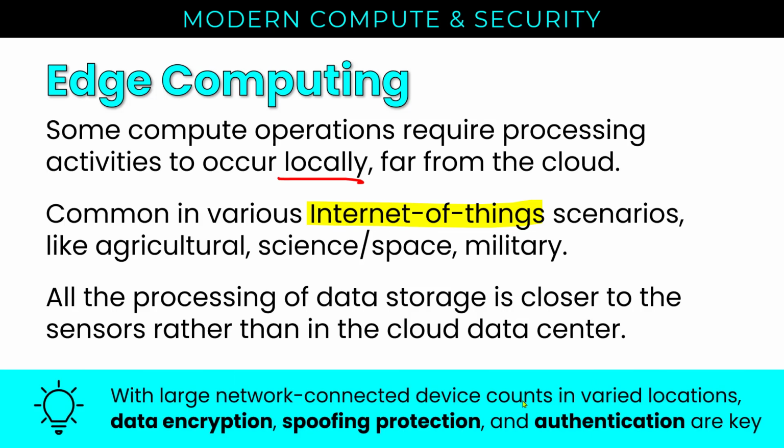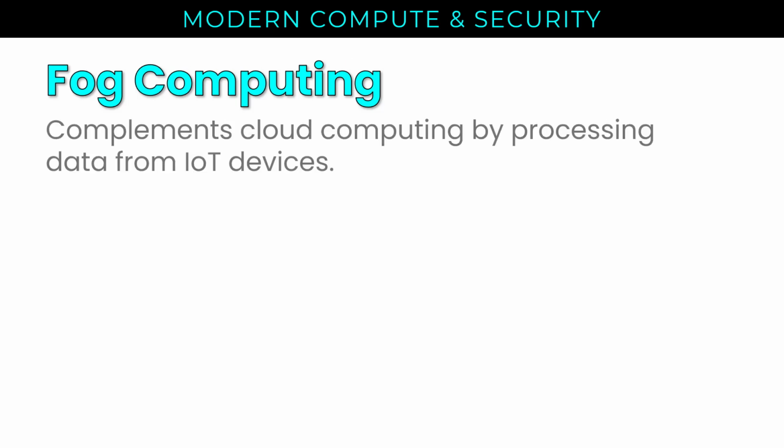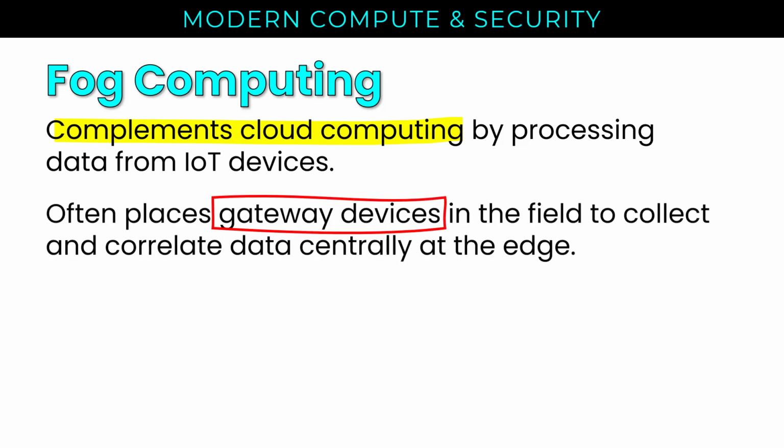So with large network-connected device counts in varied locations, data encryption, spoofing protection, and authentication are going to be key to ensure that all of the devices in these IoT scenarios are secure and authentic and not compromised.